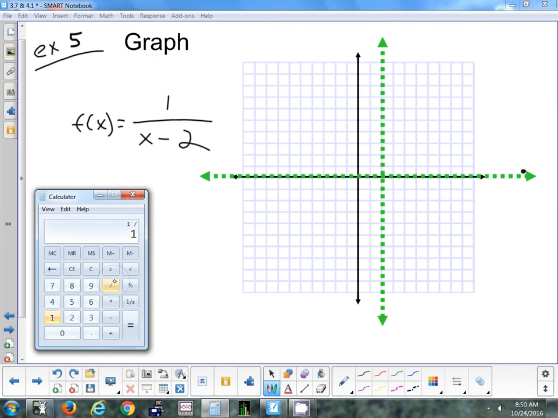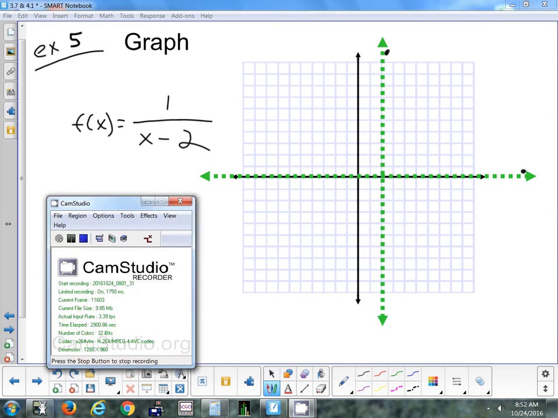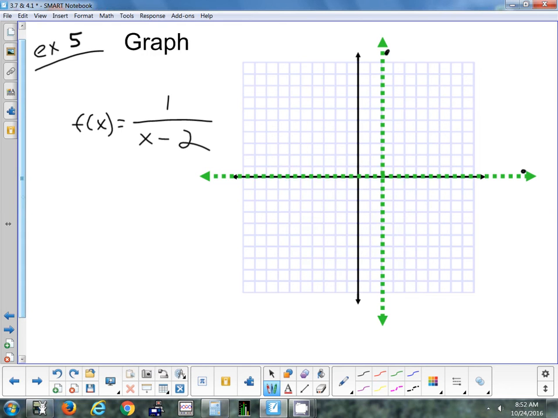So that's how I graph every rational function. Try a value just to the right of the asymptote, just to the left, and then try a value really big for x and really small. And it'll give you these 4 points. And remember, they have to be connected, and it's curved. And it's got to get closer and closer to those asymptotes. Any questions on that one?